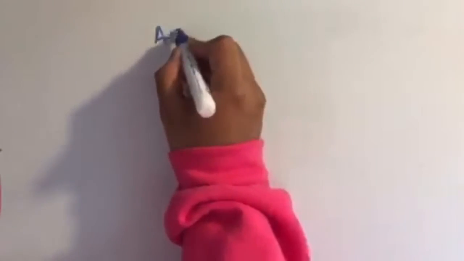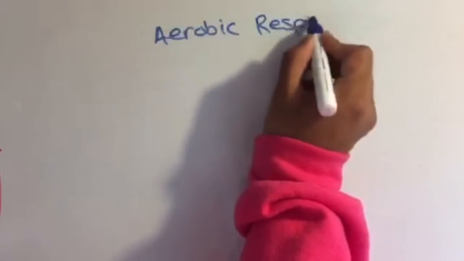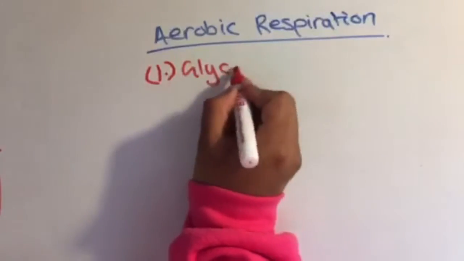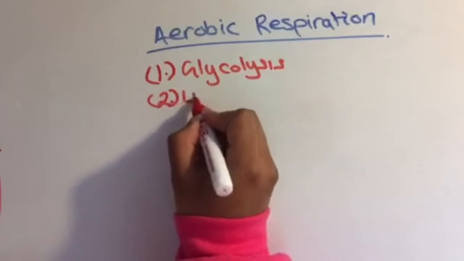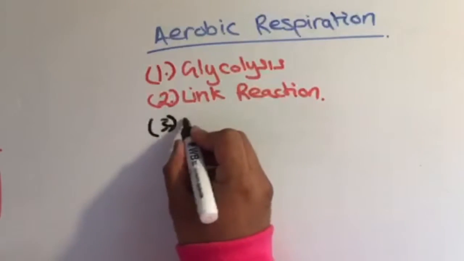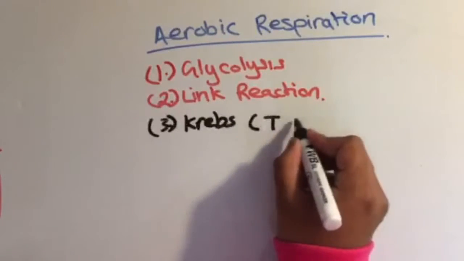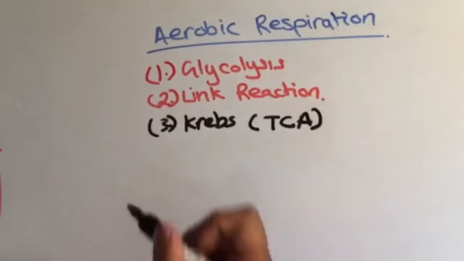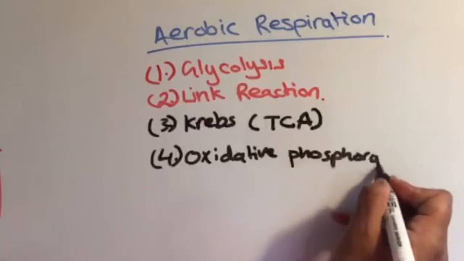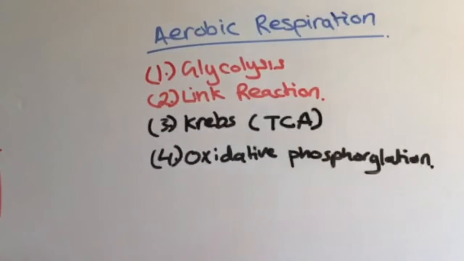Okay, so today we'll be talking about aerobic respiration. In aerobic respiration, there are 4 steps. The first one is called glycolysis, then followed by the link reaction. Then we have the Krebs cycle, also known as the citric acid cycle, followed by oxidative phosphorylation. However, in this video, we'll be only focusing on the first 2.